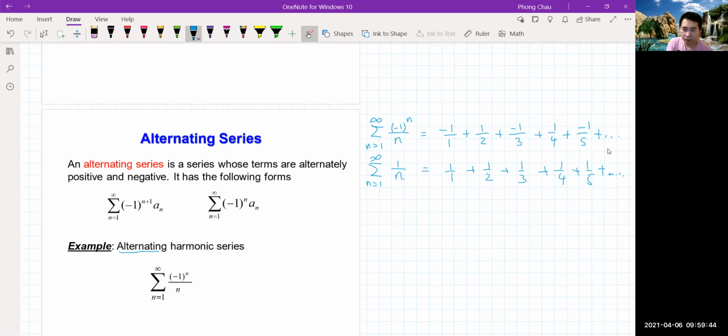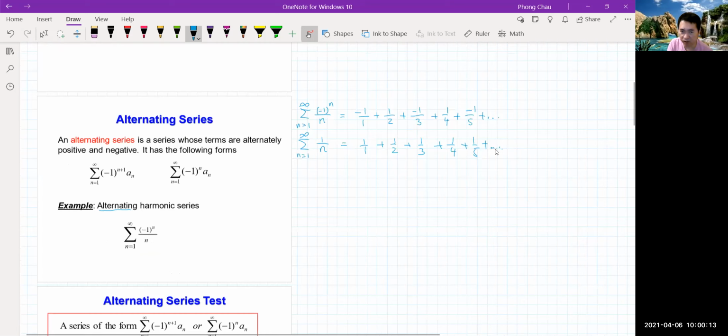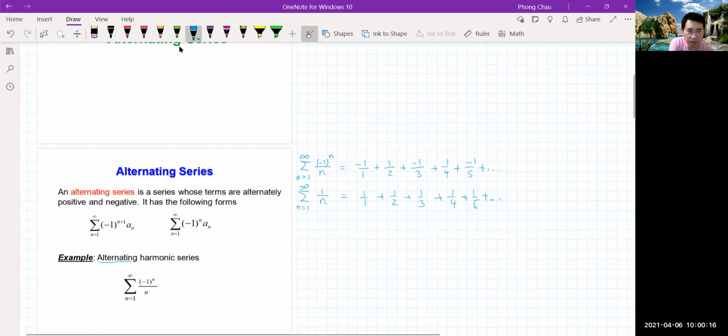Now, the series down here we know is called the harmonic series and hence diverges. This series is actually smaller in terms of sum because it has some negative terms. Every other term is negative, which makes the sum smaller. It turns out this series here, the alternating harmonic series, converges.